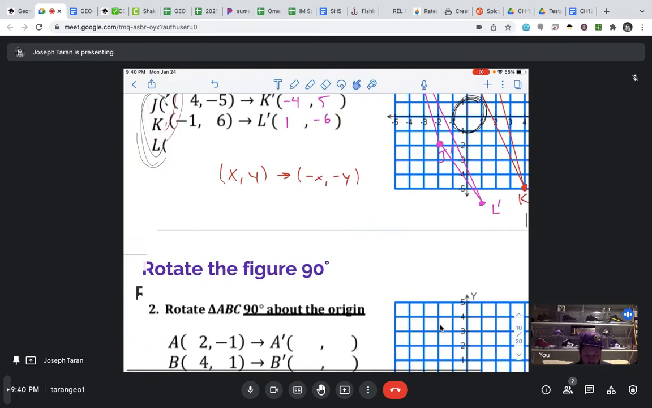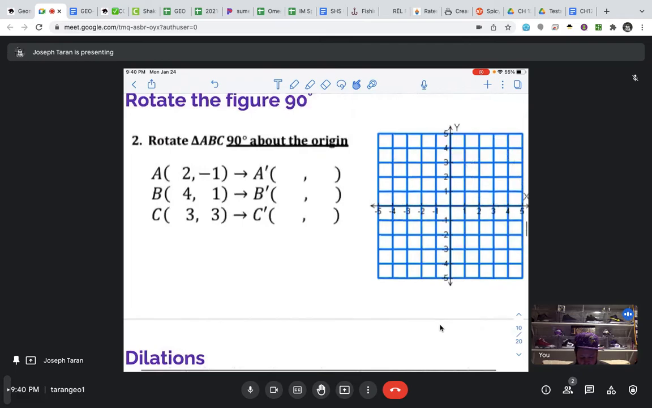Let's rotate one by 90 degrees. So again, the first thing, let's go ahead and plot our pre-image here. So A is at 2, -1. B is at 4, 1. And C is at 3, 3. So let's connect our lines.